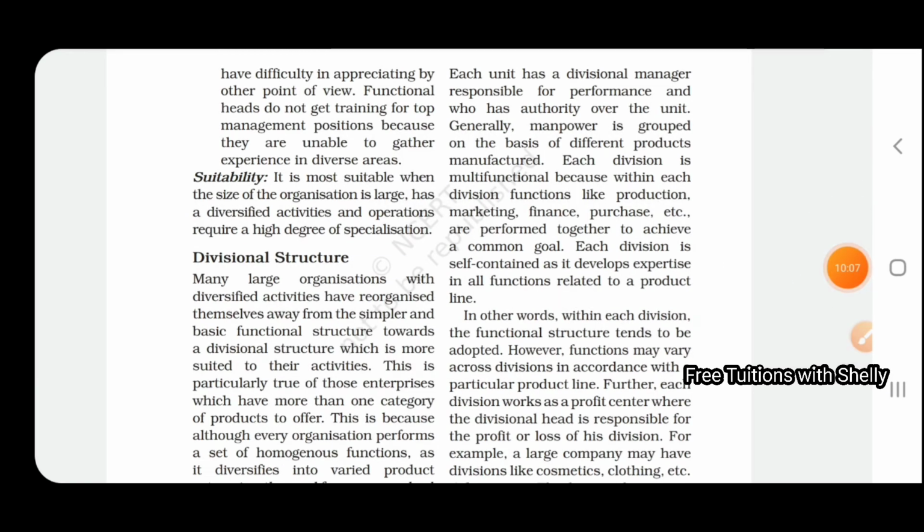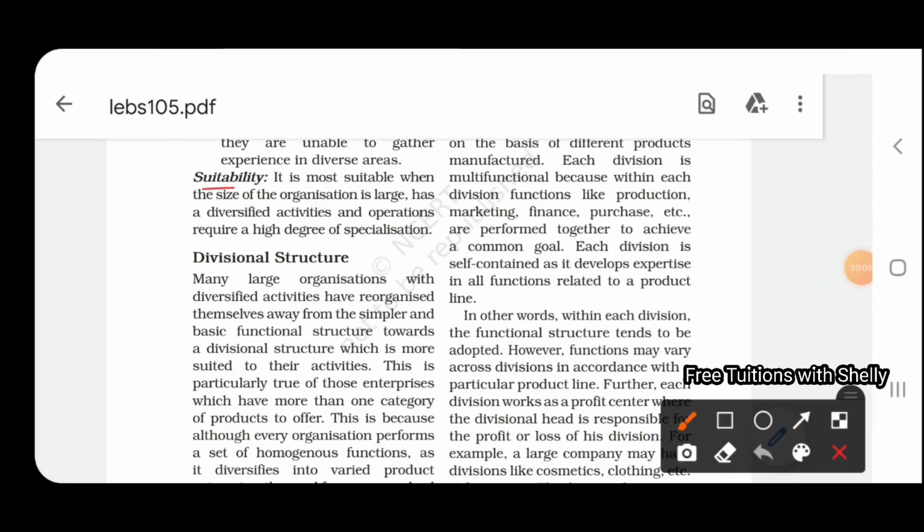And its suitability is that the functional structure can be adopted in those organizations where the size of the organization is large, it is dealing with more diversified products, and it requires high operations and high specialization. Such organizations can adopt the functional structure.